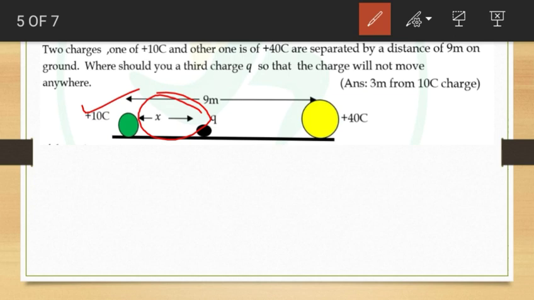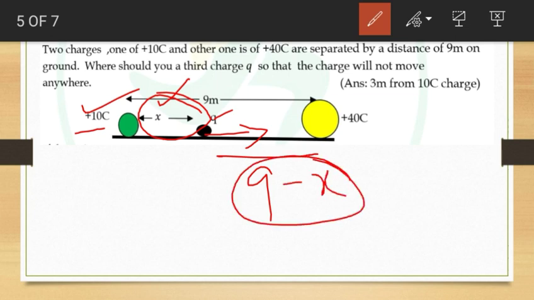Then for this particular distance you have to find the force. You already know the 10 coulomb charge and the q amount of charge, and if you have assumed this x meter distance, then you can easily find the force due to this one, and since it is a positive charge, it will repel towards right. Now find out the other separation distance. Since the whole distance is 9 meters, it will be 9 minus x meter. You already know the charge, so you can easily find f2 as well, right?